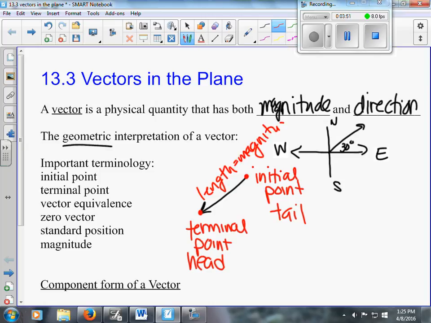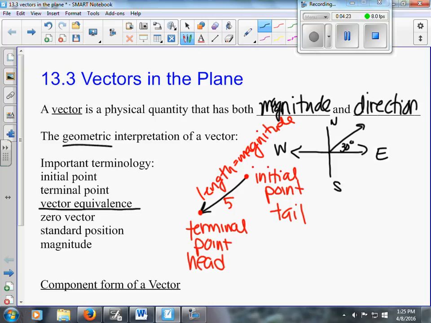Okay, so let's talk about vector equivalence. If the wind is blowing 5 miles per hour due south in Miami, and the wind is also blowing 5 miles per hour due south in Charleston, West Virginia, then that's the same wind. The wind speed, the magnitude of the wind, and the direction of the wind are the same. And so the point of this is that a vector knows no location.